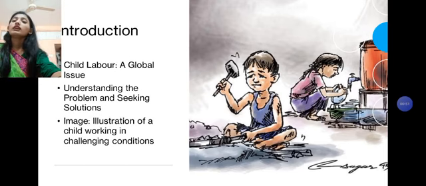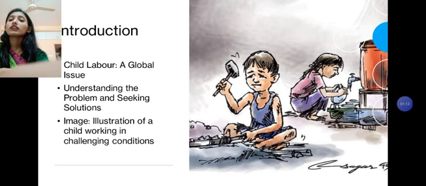First of all, introduction. Child labor is a global issue: understanding the problems and seeking solutions. We are seeing an image showing a child working in challenging conditions. Then we are going to the next slide.